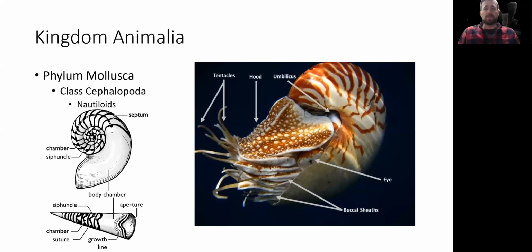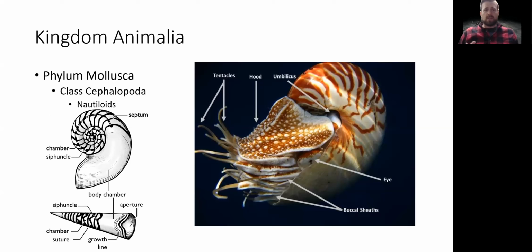Our next phylum is phylum Mollusca. Mollusks are one of the most diverse groups of animals alive today. They include numerous classes, including gastropods, which are all of the snails, bivalves, which are all of our clams and oysters, and cephalopods, which today include squid and octopus.